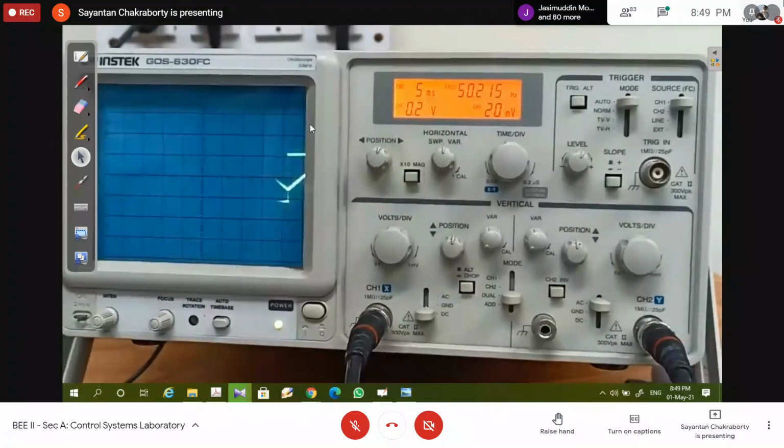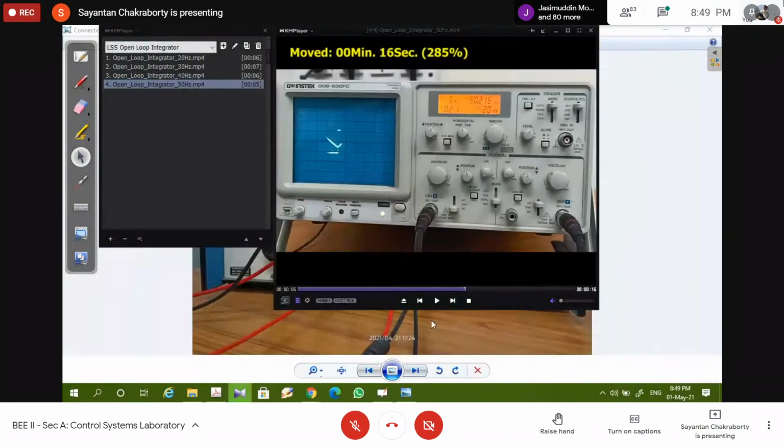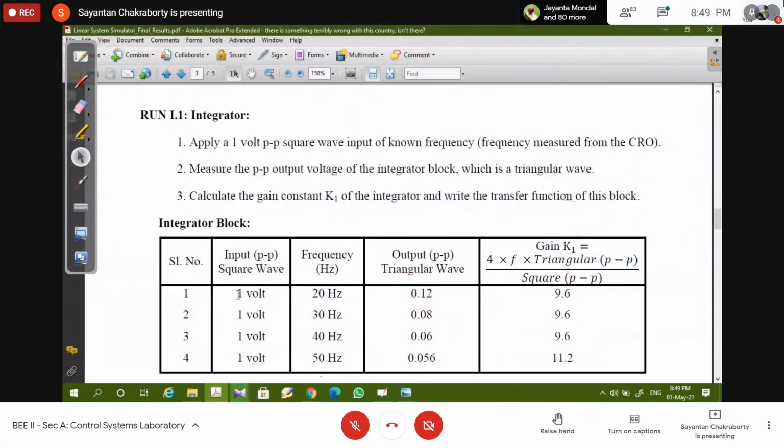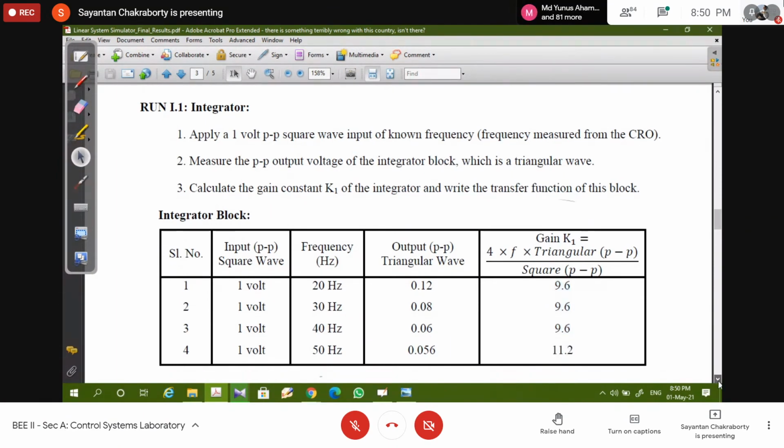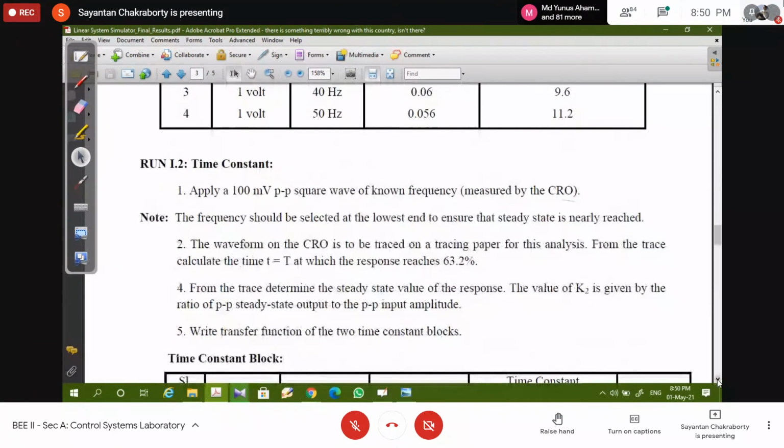From this, the data that I obtained is given over here. So these are, assuming the input to be 1 volt, the triangular wave output, or the data that you got, and this is the calculated values of the gain K1. The ideal value of gain K1 is 10, but you will get this sort of value. We just check for these values. Okay. So we identified the gain for the integrator, the first part is over. Now you have to identify K2 over the time constant.